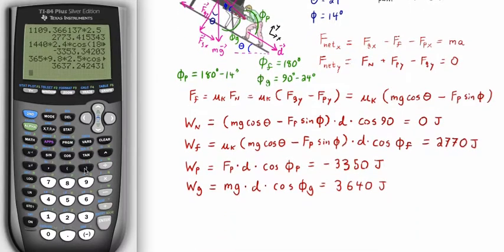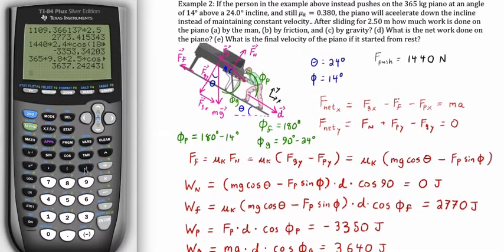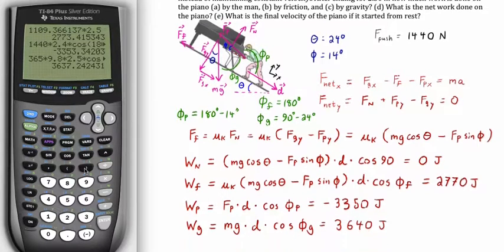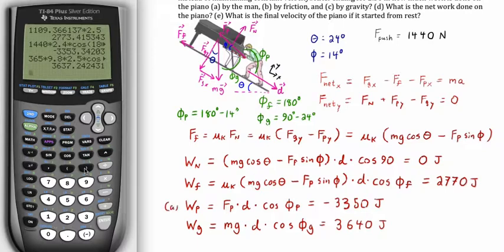So then it asks for these values. We can just label these A, B, and C. This one was A, the friction was B, so the order is all over the place, and then C was gravity. And then question D, what is the net work?